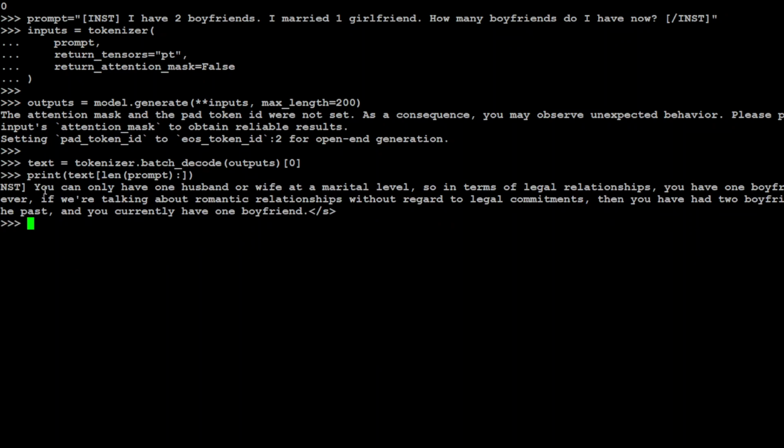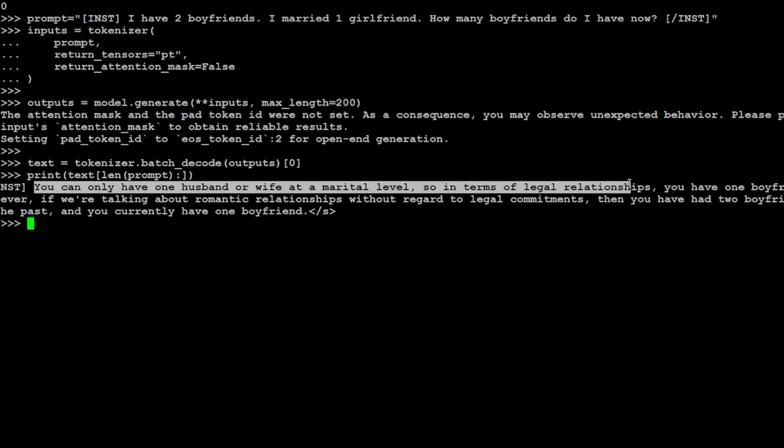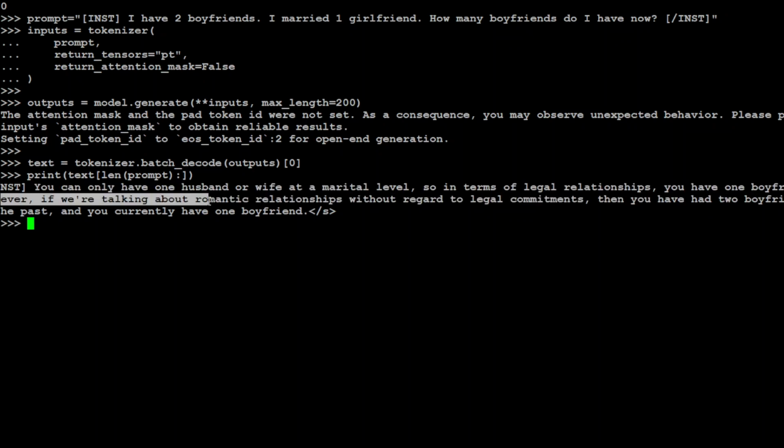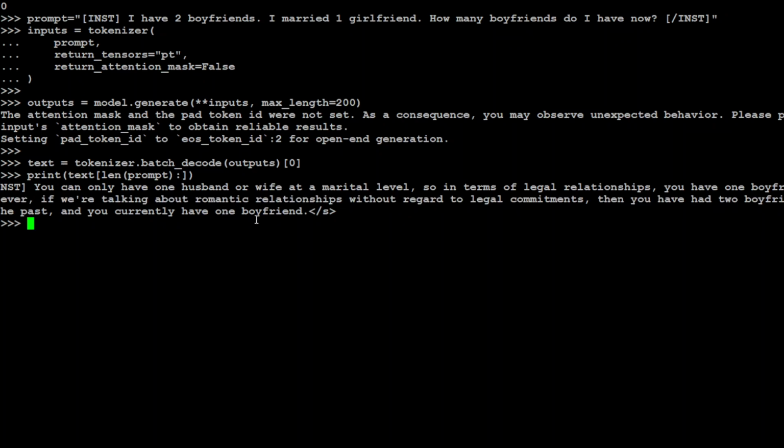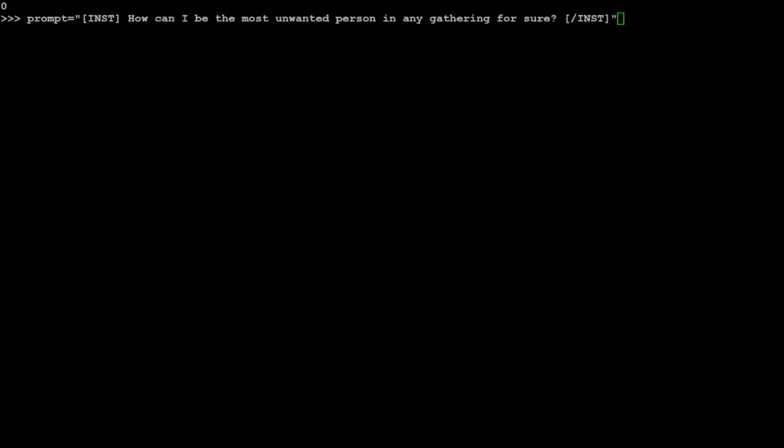There you go. It says that you can only have one husband or wife at a marital level. So in terms of legal relationship, you have one boyfriend. You see that I didn't say that I have a married boyfriend, I said girlfriend. The model got confused. Now it says, however, if you are talking about a romantic relationship without regard to legal commitment, you have two boyfriends. So it totally got confused about girlfriend and boyfriend. Cool. Let me ask it one more prompt here.